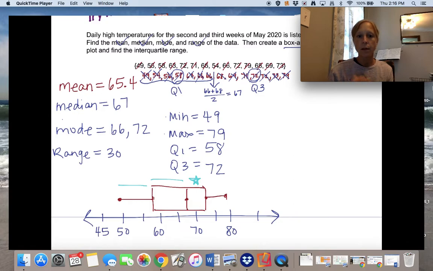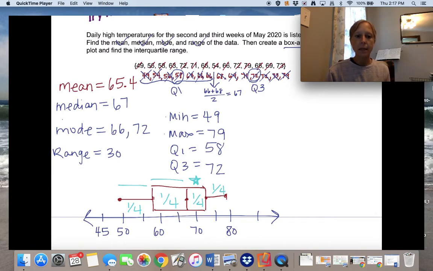Now, the reason I can talk about the spread of the data by looking at how long or short these sections are is because we split the data into quartiles or quarters. 1/4 of my data is in that space. 1/4 of my data is in this space. 1/4 of my data here and 1/4 there.